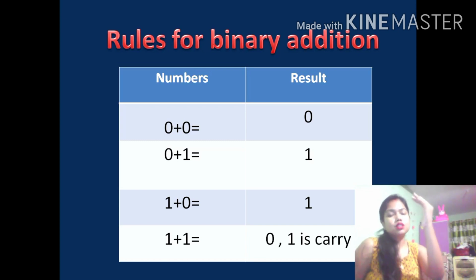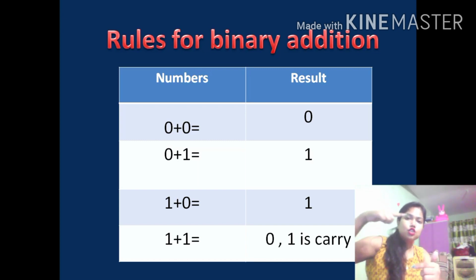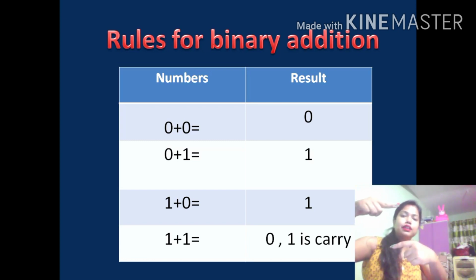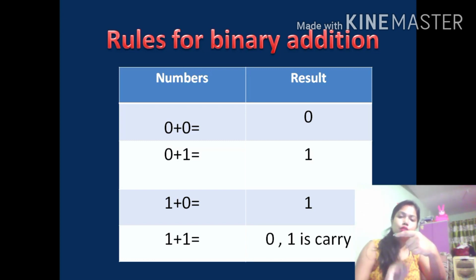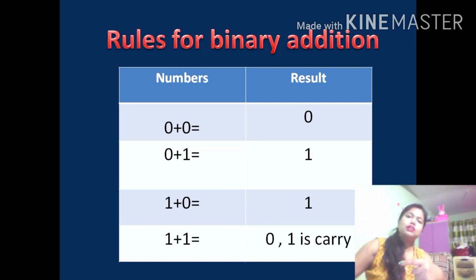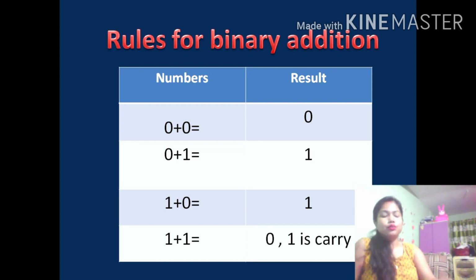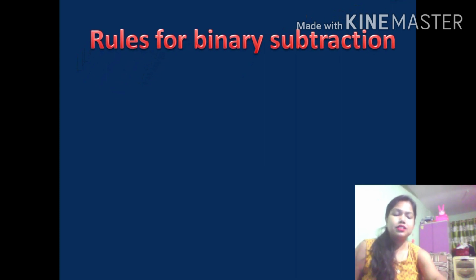Means suppose in the top row there is 1, in the second row there is 1, so 1 plus 1, the answer you will put 0, and 1 you will carry forward to the next column. Alright, so when we do the addition, you will understand more properly. After that we will see the rules for binary subtraction.